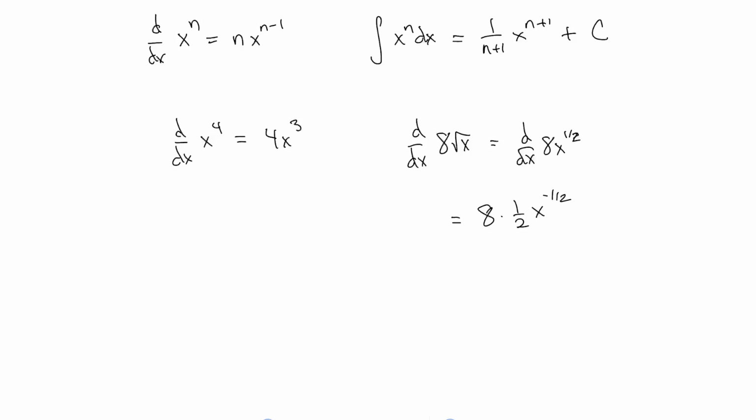Now, if you like, you can simplify. I usually don't really care about simplifying things, but 8 times 1/2 is 4, right? So this, if you like, is that. Some people don't like writing negative exponents. I am perfectly fine writing negative exponents. But if you prefer, you could write this as 4 times 1 over x to the 1/2, or 4 times 1 over root x, or something like that. There are many ways to write it.